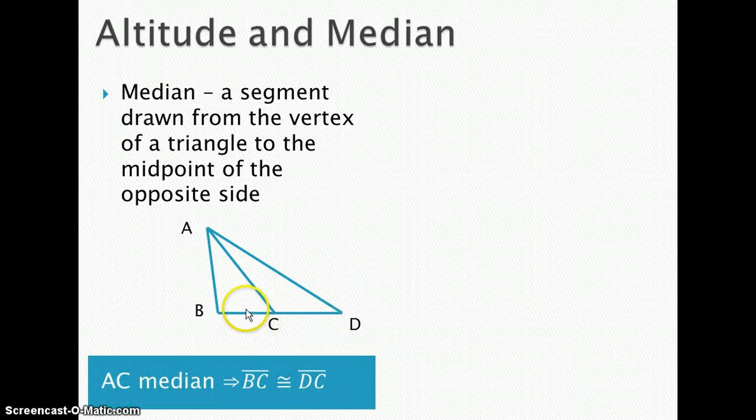So as in our diagram here, we can tell that segment AC is the median if we know that that's true. That means that BC is going to be congruent to DC. And again, you'll be told that in the given information, or you're going to have to try and conclude that AC is a median. We're not going to assume that. We'll have the information to figure that out.